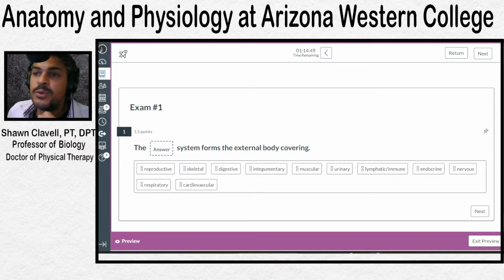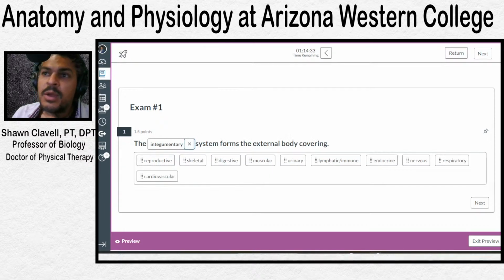There are the 11 organ systems: the reproductive, skeletal, digestive, integumentary, muscular, urinary. I won't name them all here. But the question asks, the blank system forms the external body covering, or the most external body covering. You would click the answer right in there. You don't have to type anything in. Again, 50 questions, a point and a half for each question, totaling about 75 points for this assessment.